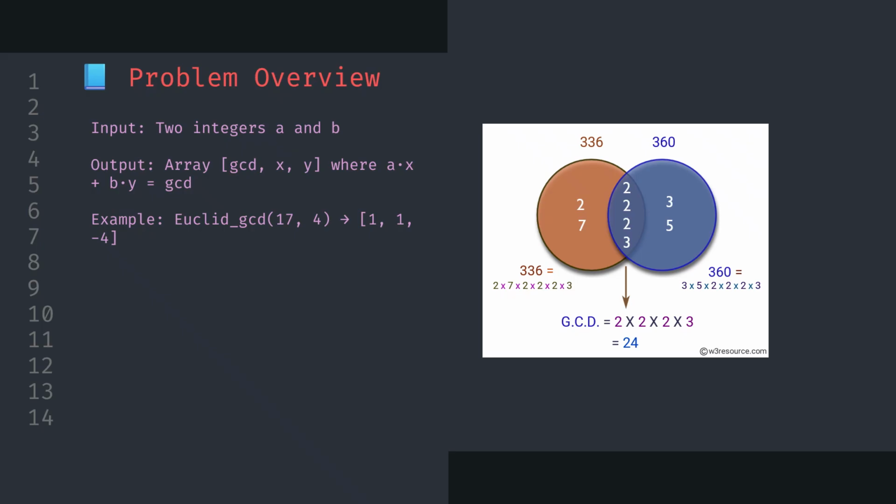So what's the goal here? We want to find the GCD of two numbers, like 17 and 4, but also figure out two integers, x and y, such that 17 times x plus 4 times y is equal to the GCD. In our example, that becomes 17 times 1 plus 4 times negative 4 equals 1. This technique is foundational in solving modular equations and inverse problems. Let's move on and break down the code.